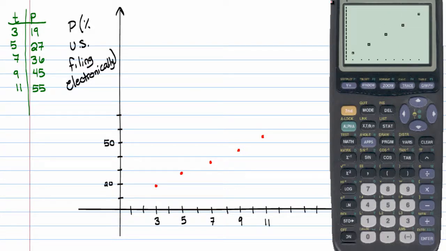And there it is. And look how similar these two are. We did pretty good at doing this. So far so good. This is how you make a scatter plot on a graphing calculator.